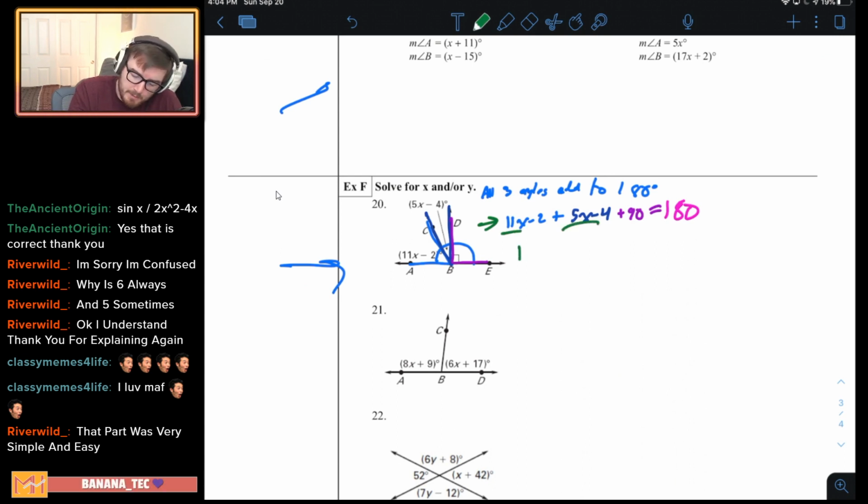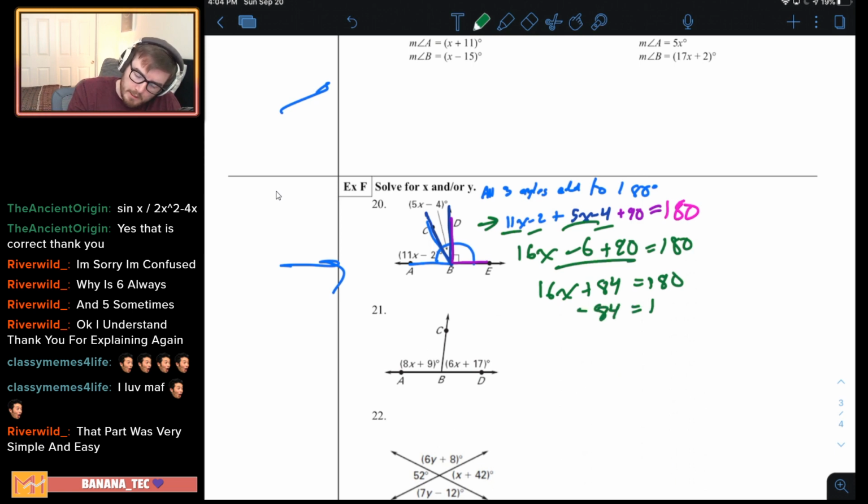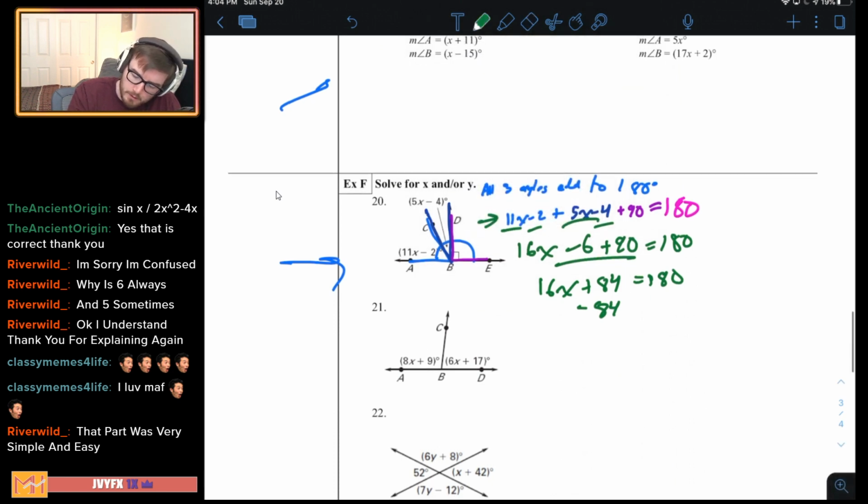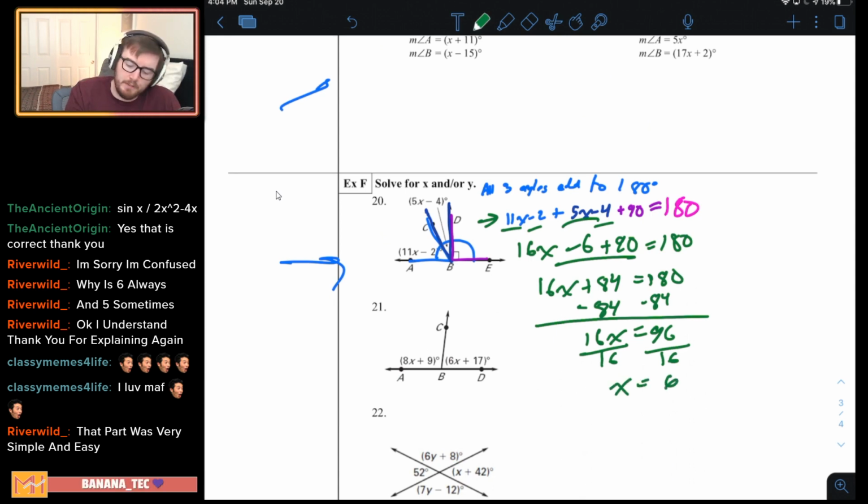So 11x and 5x make 16x. Negative 2 and negative 4 make negative 6 plus 90. Well, these two things can combine. So 90 minus 6 is 84. Subtract the 84. Whoops, what am I doing? 16x equals what? 96. Divide by 16, I get 6. If you have to use a calculator for a couple of those, that's fine. I did it in my head.